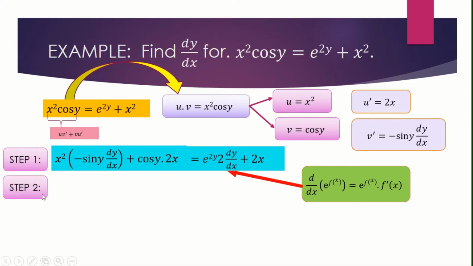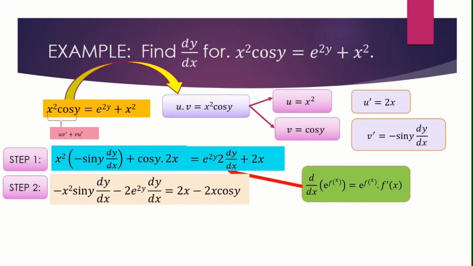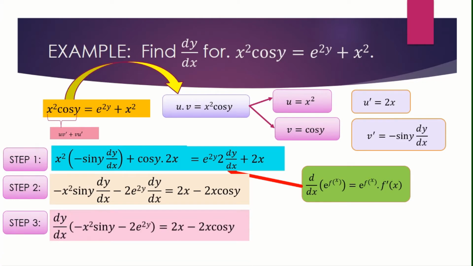In step 2, we are going to bring the dy/dx to one side. So thus we get negative x squared sine y dy/dx minus 2e^(2y) dy/dx is equal to 2x minus 2x cos y. Then in step 3, we take out the factor for dy/dx and thus it reduces to this one.